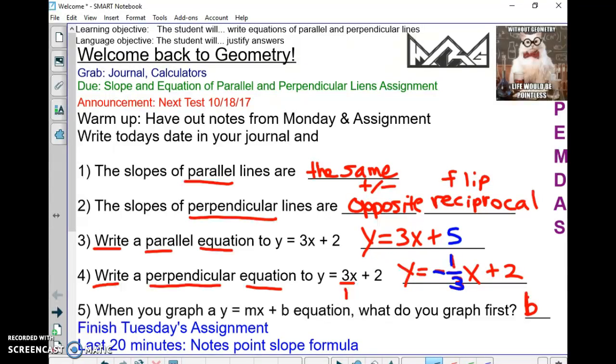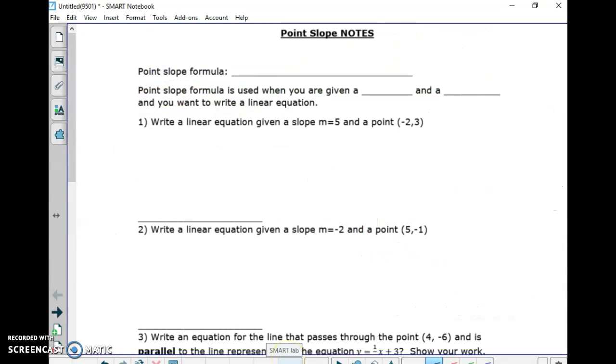Okay? Now, the notes for today look like this. It says point slope notes. Okay? We should be able to get through this fairly quickly. So that first blank, we want to know what is point slope form.